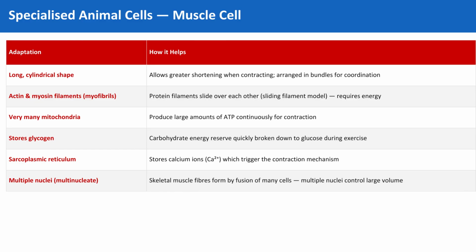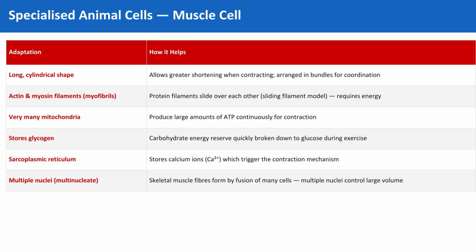Inside there are actin and myosin filaments, which make up the myofibrils, and these are the proteins that slide over each other in the sliding filament model, and this process requires energy. There are very many mitochondria producing a large amount of ATP continuously for contraction. Muscle cells also store glycogen, which is a carbohydrate energy reserve that can be quickly broken down into glucose during exercise. The sarcoplasmic reticulum stores calcium ions, which trigger the contraction mechanism.